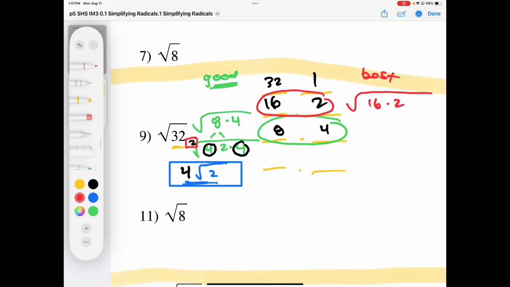Let's see if it does less work. 16 breaks down to what? 4 times 4 times 2. Now you could have chosen 8 times 2, but I want the 4s. Because, do you see a pair? That comes out. So my answer is 4 on the outside, right? Just one number. And then inside is what? 2. So I wanted to show you that you could have chosen a good one, get an answer, but the best one was a little bit less work. Okay? Let's try another one.